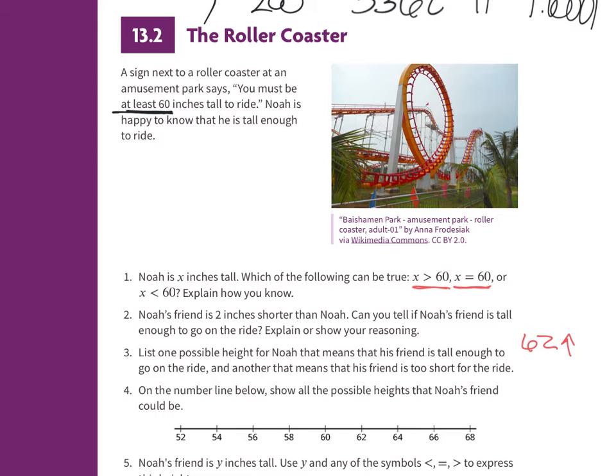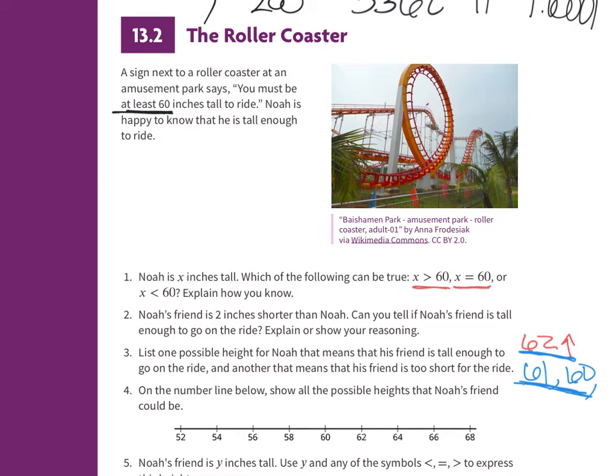Okay, and then another that his friend is too short. So the 2 that would work for his friend being too short would be 61, that would put his friend at 59, or 60. Okay, we know we're not going to go under 60 because we know Noah is at least 60. So any number bigger, 62 or bigger, would work for his friend being able to go on the ride. And 61 and 60 would mean his friend wouldn't be able to go on the ride.